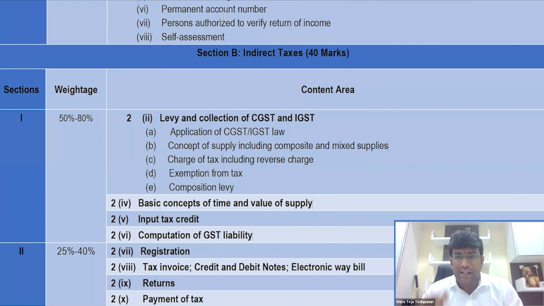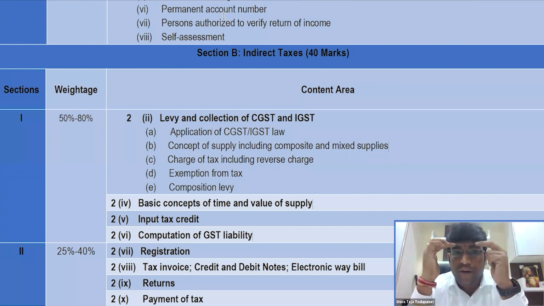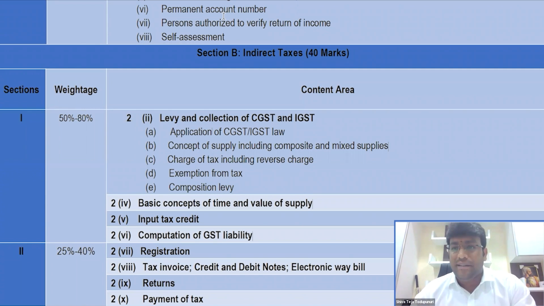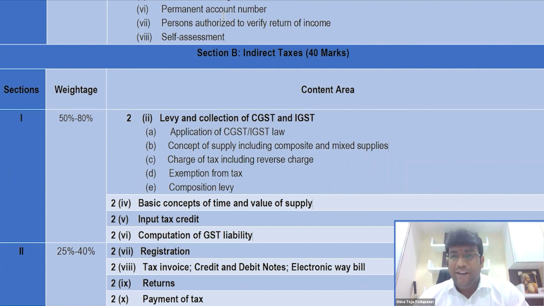Somebody is asking me a question, my dear friends: Sir, what is the benefit for a person who is voluntarily registering even though his annual turnover did not exceed the threshold limit? So understand that even though he has not crossed 10 lakh, 20 lakh, 40 lakhs, he has still taken registration. What is the benefit he will get? Mr. Jeevan, let me tell you the answer.